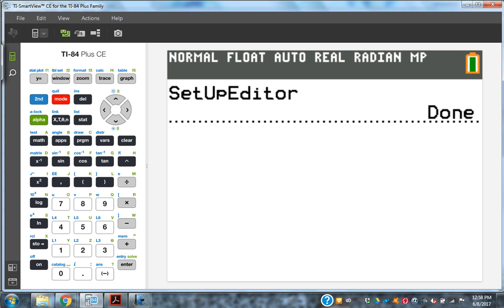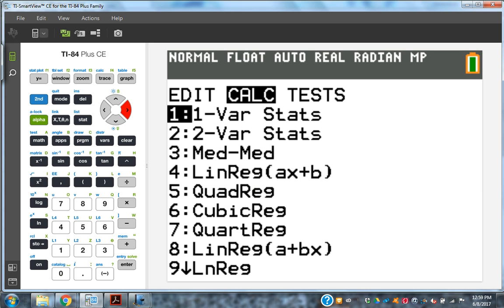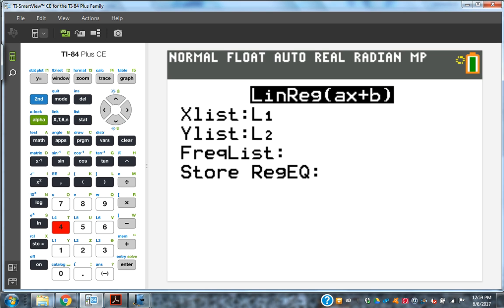Now I want to do a linear regression model with that particular set of data. So I'm going to press the stat button, but I'm going to press the right arrow key to go over to the calc menu, and I want to do a linear regression, which is option 4. If you'll notice, it's got the ax plus b. That's the slope and the y-intercept. That's what we want. We want an equation of a line. It's going to give it to us in slope-intercept form. So I'm going to press option 4.